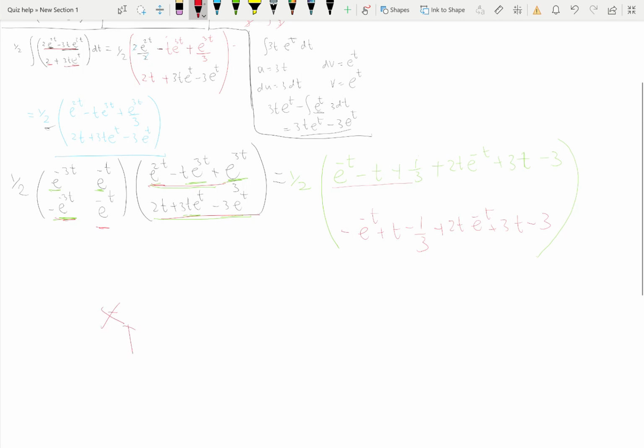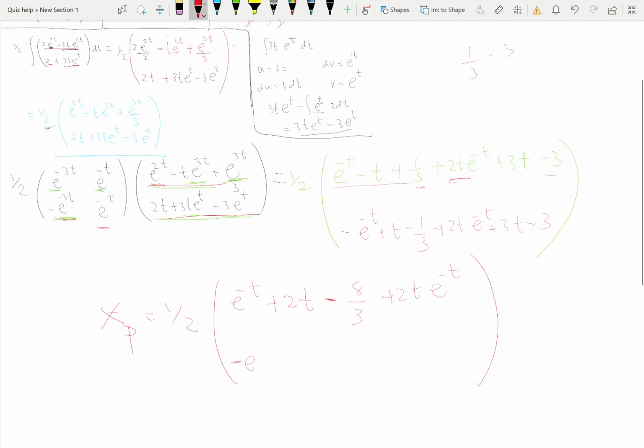The particular solution is half. Let's try to simplify this. So here e to the negative t, nothing much you can do with that. Negative t and 3t is 2t. Okay, and then 1 over 3 minus 3. 1 over 3 minus 3 is negative 8 over 3, I believe. Right? Yes. And then 2t plus 2t e to the negative t. Well, we cannot simplify more than that. It's okay. That's our solution.